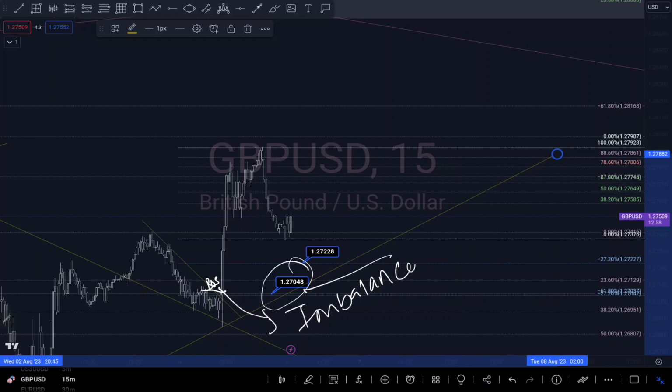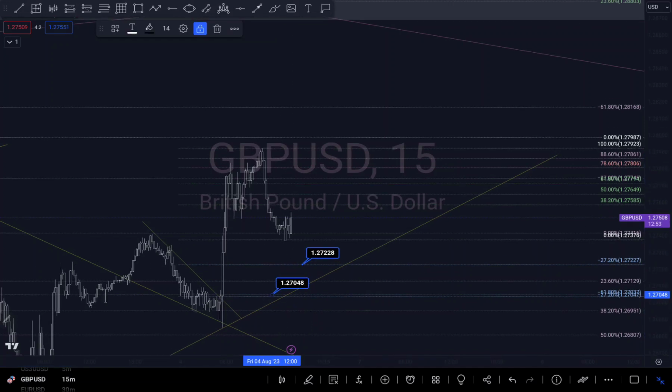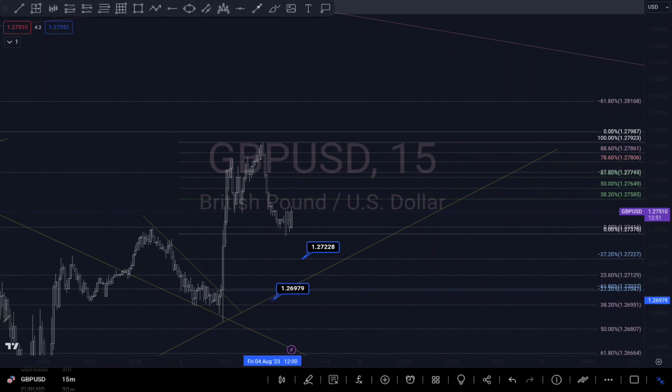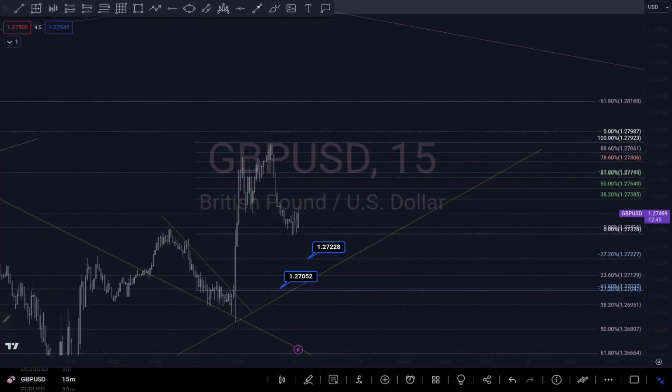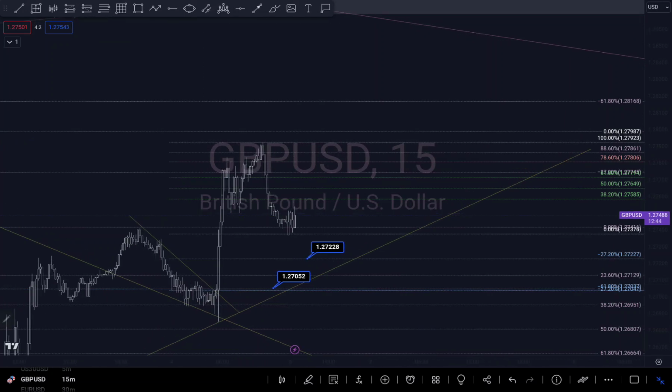So I'm thinking we might come there to push around that level before we now know our next move. But as of right now, that is what I think will happen, right? So I think we'll go up a little bit more, maybe from here I think we might come to my 78.6% fib level, around that area, to my target.